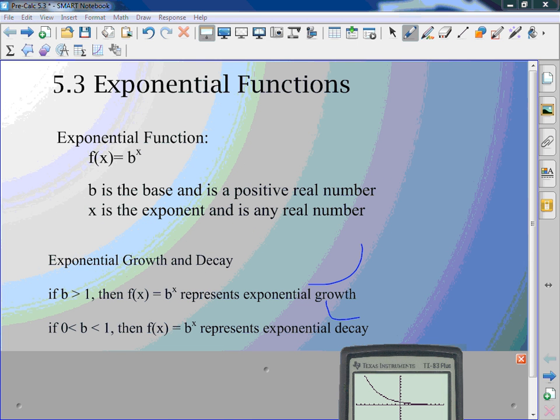If I go back to the original exponential functions, that's my base, that's my exponent. If it's greater than 1, it's growing. If the base is between 0 and 1, or a fraction, it's decreasing. Both graphs I showed you did that.